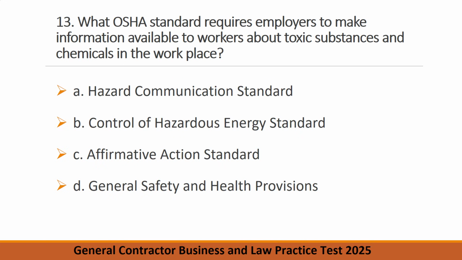13. What OSHA standard requires employers to make information available to workers about toxic substances and chemicals in the workplace? A. Hazard Communication Standard. B. Control of Hazardous Energy Standard. C. Affirmative Action Standard. D. General Safety and Health Provisions.